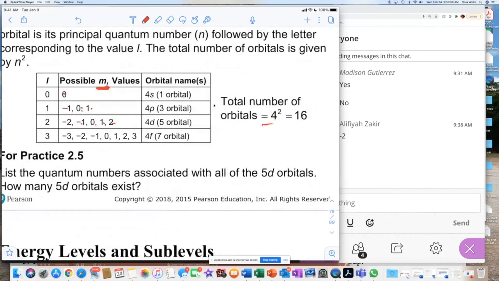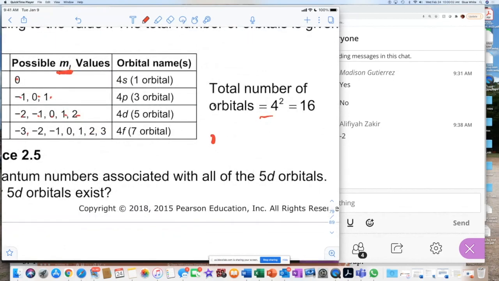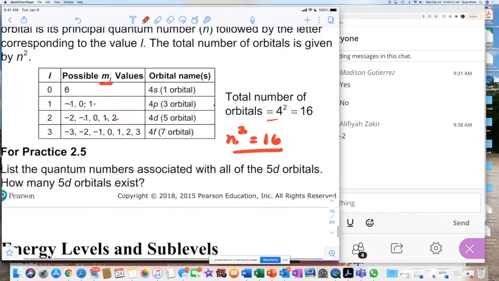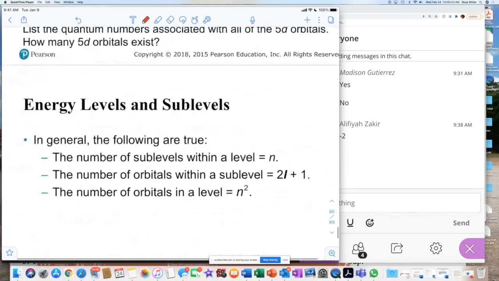There's also a formula which says that if you have the value of n, the energy level you're looking at, if you square it, you get the number of orbitals. So you can go ahead and memorize that. Once again, me personally, I would not go with that, because if I forget one thing, then I just panic. I would rather count them and go with the logic. Any questions about that?